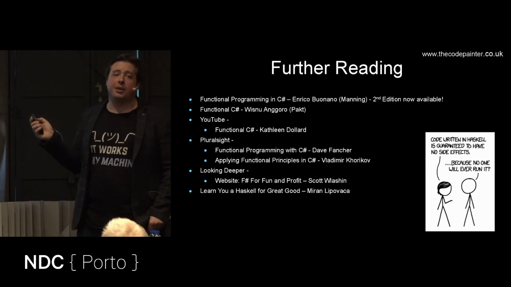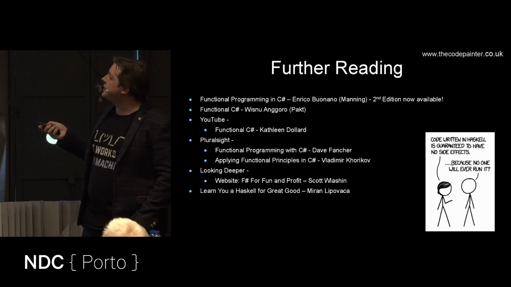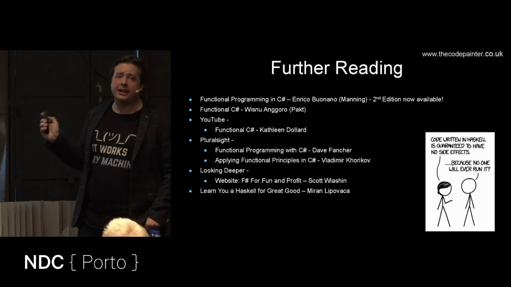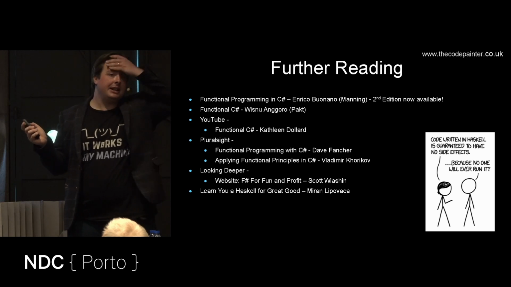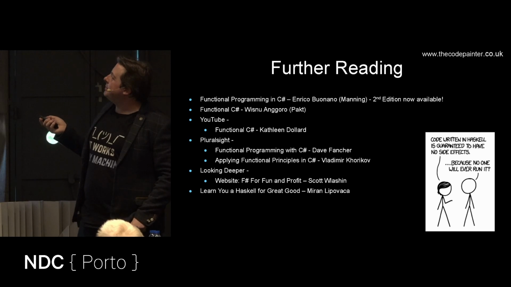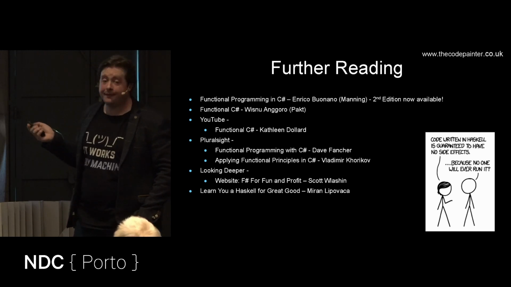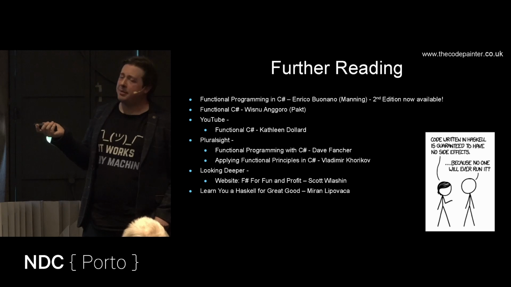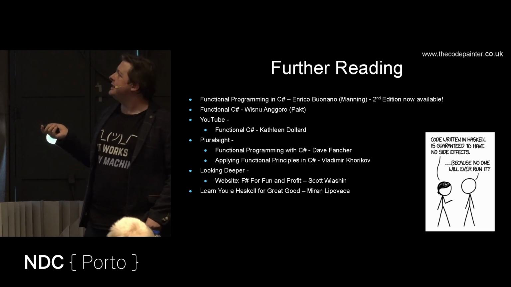Further reading, places you can go. The best book on programming I've read in a very long time is called Functional Programming in C#. It's by Enrico Buonanno. He has yet to reply to me ever on Twitter. But it's published by Manning, second edition now available. There is a book by Vishwas Angoro, published by Packt. It's okay. It's not quite as good as the Buonanno book, but it's there. It's whatever you want it.